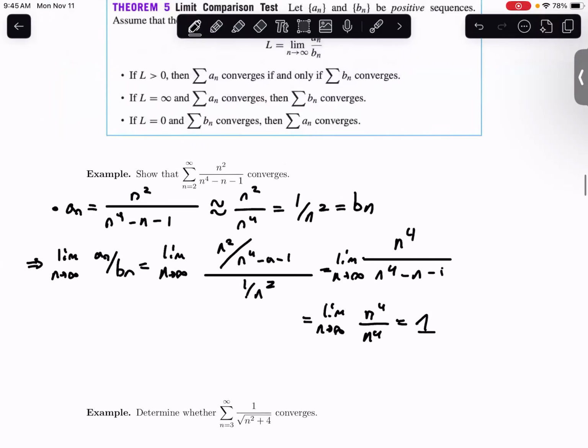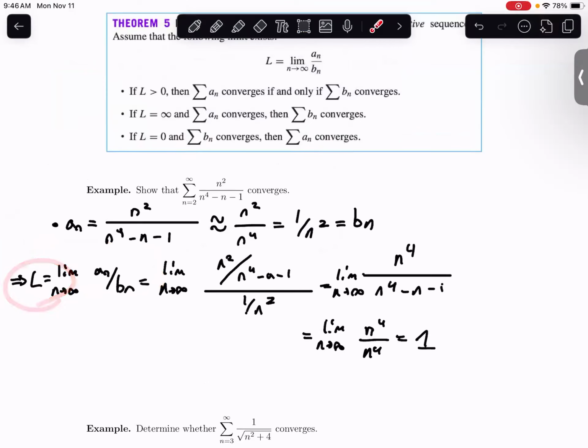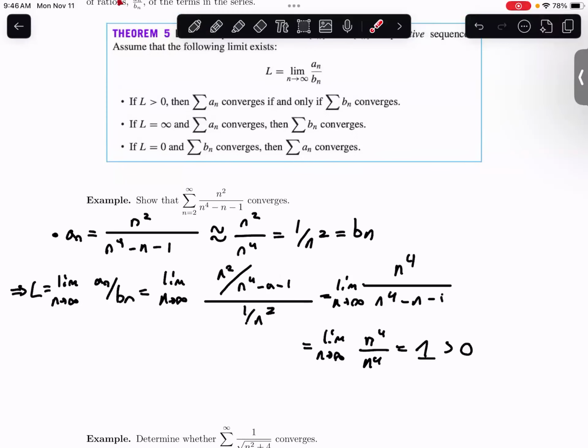So we ended up finding, oh, maybe I should write out, I didn't say that. This is our L. L is just equal to this limit right here. So we just found that L is equal to 1. That tells us that L is greater than 0. And so what this tells us is that our series over a sub n is going to converge if and only if the series over b sub n ends up converging. b sub n is equal to 1 over n squared. We know this is a p-series where p is equal to 2, so we know it converges.